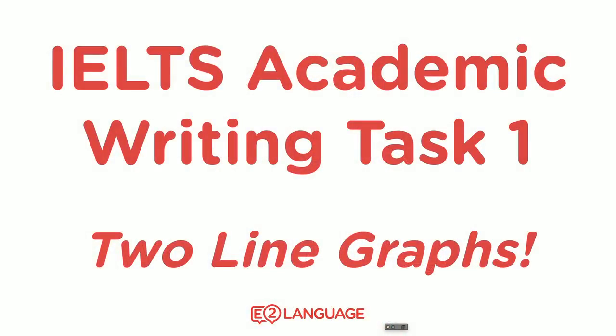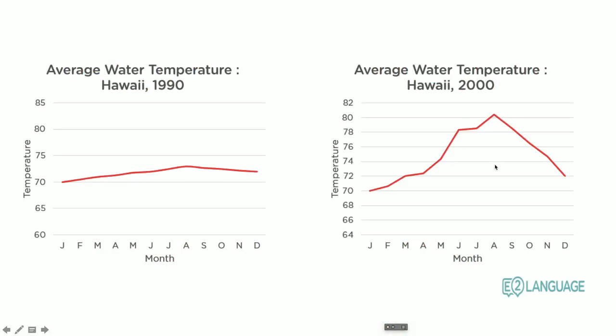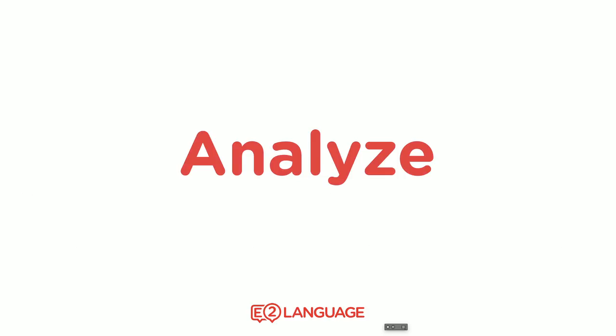Hey guys, let's have a look at IELTS Academic Writing Task 1, and this time we're looking at two line graphs. So on test day, you open up your test booklet and this is what is staring you in the face. How are you going to tackle this one? Alright, first thing you want to do is, of course, analyze these graphs. You cannot and you should not start writing until you've fully understood what you're looking at.